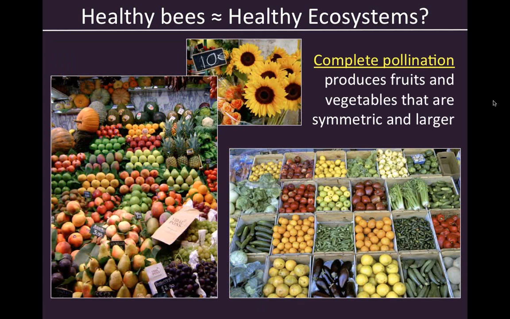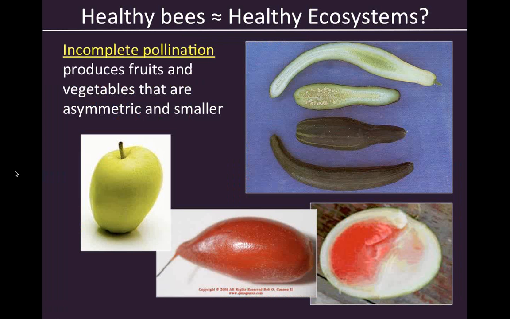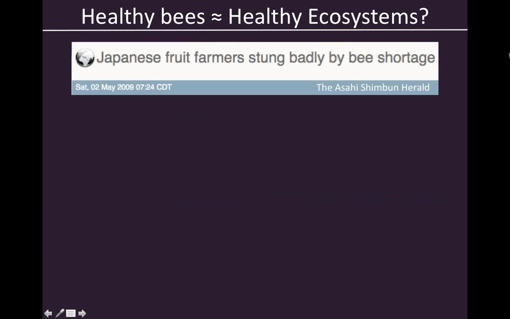So complete pollination produces fruits and vegetables that are symmetric and larger in size. We, especially in the first world, are very spoiled. We like to see beautiful fruits and vegetables that we can consume, and we like them because they're symmetric and plump and juicy. But the lack of available pollinators to pollinate crops can lead to incomplete pollination, which produces fruits that are asymmetric, smaller, and not as nutritious.